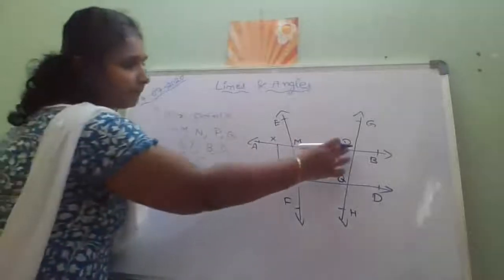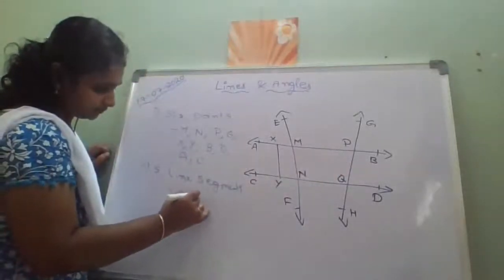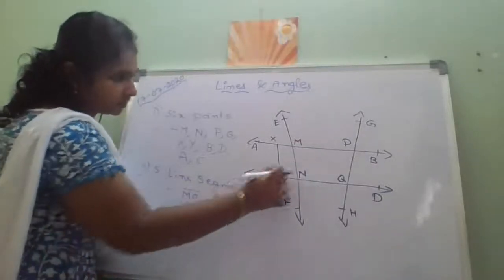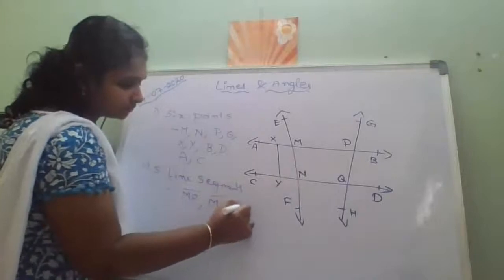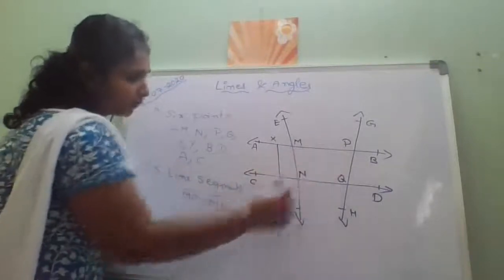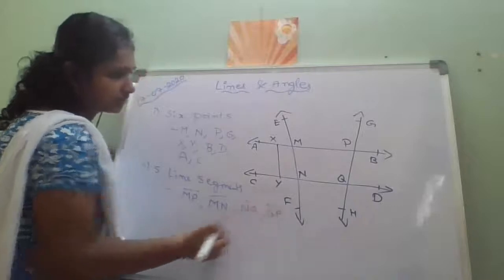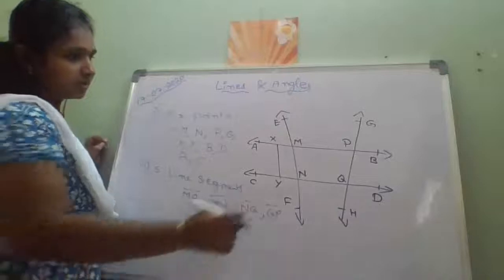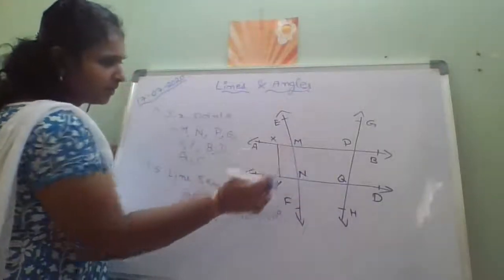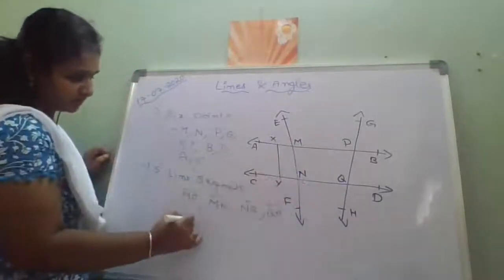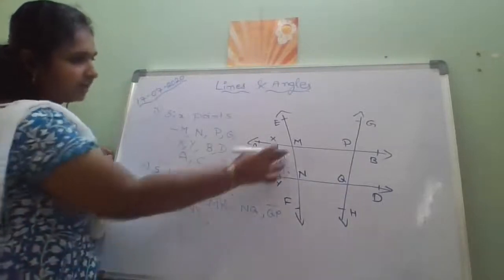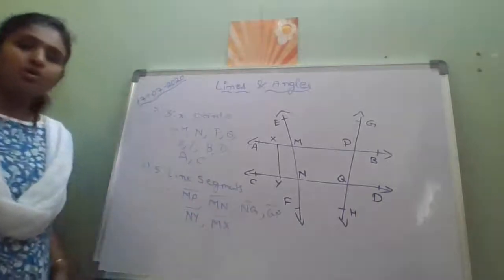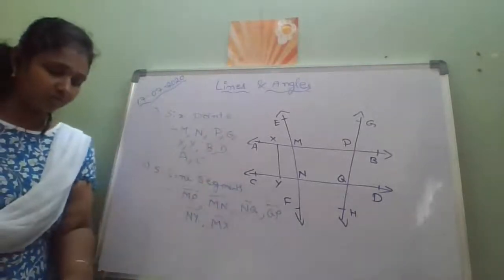Line segment MP, MN, NQ, QP. Next, MY, NY, NX, MX. So many line segments we have.